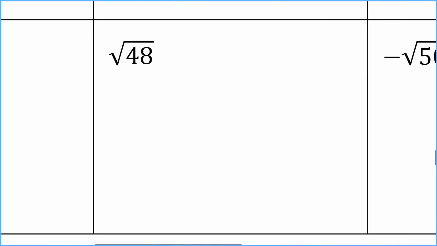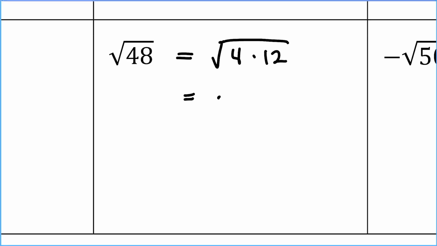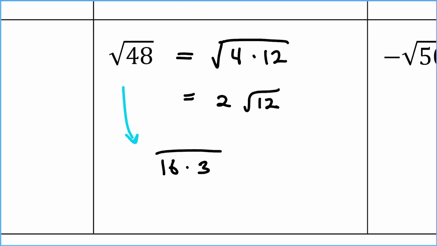All right, 48. Now, careful here. 48 is divisible by 4, which is a perfect square number, right? That would be 4 times 12. Now, that would give you 2 root 12. Okay, yes, but let me add here something. You don't want to just pull out a perfect square root. You want to pull out the largest possible perfect square root. And whereas 48 is divisible by 4, it's also divisible by 16. So most simplified is 4 root 3.